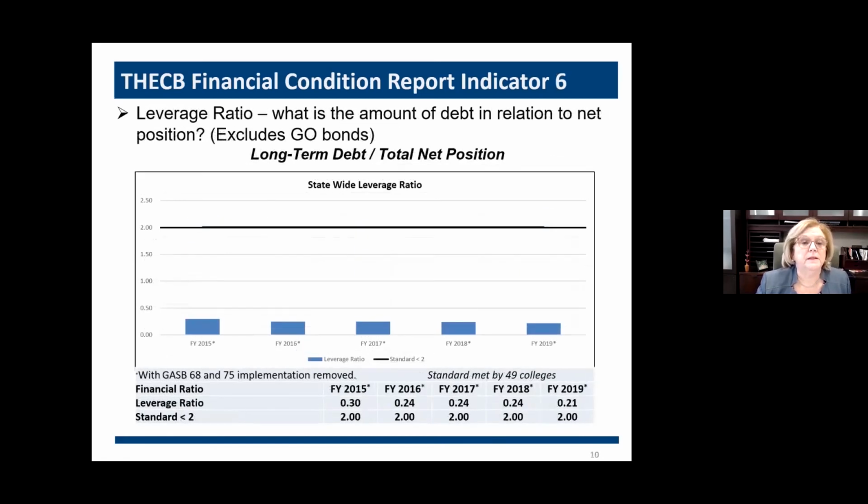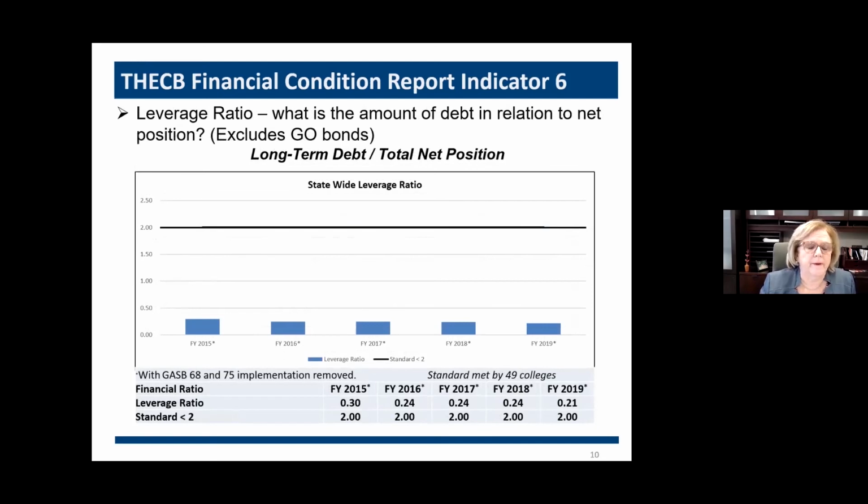And then the 6th indicator is called the leverage ratio, and it's fairly similar, but it's talking again about debt and capitalization. It's what is the amount of debt in relation to net position. And again, this excludes general obligation bonds. So it's long-term debt divided by total net position. The standard is looking for something less than 2.